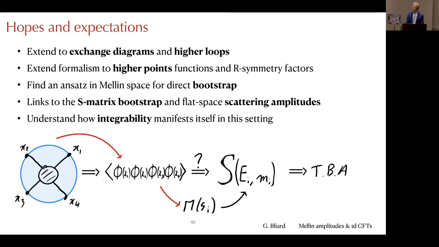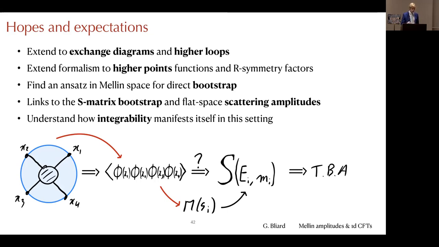The original hope was that through finding this Mellin formalism, we could find the nice structure that was observed in higher dimensions, which is linked to features that are present in scattering amplitudes. In this way, we wanted to be able to perhaps link this formalism to some kind of S matrix bootstrap. And even as in the higher dimensional counterpart, link these quantities to flat space scattering amplitudes. And in this context, it would be really interesting to see how integrability manifests itself in a very explicit setting of AdS2 worldsheet excitations.